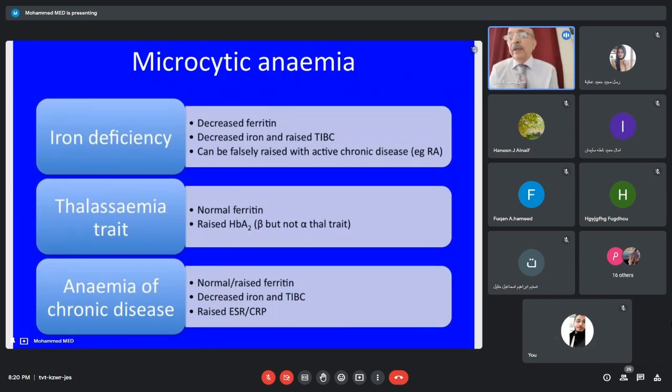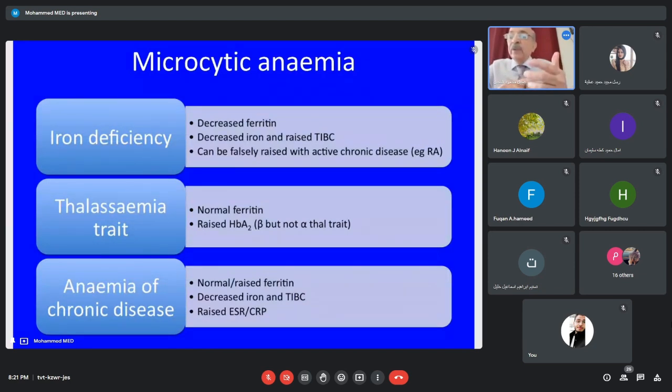Now, microcytic anemia. It could be iron deficiency, it could be thalassemia trait, it could be anemia of chronic diseases. But usually the anemia of a chronic disease is rarely microcytic. Usually it's normocytic, but still it could be microcytic. So how do we differentiate between these three? Of course, in all these, remember, the hemoglobin is low and the MCV is low. So when the MCV is low, we call it microcytic anemia.